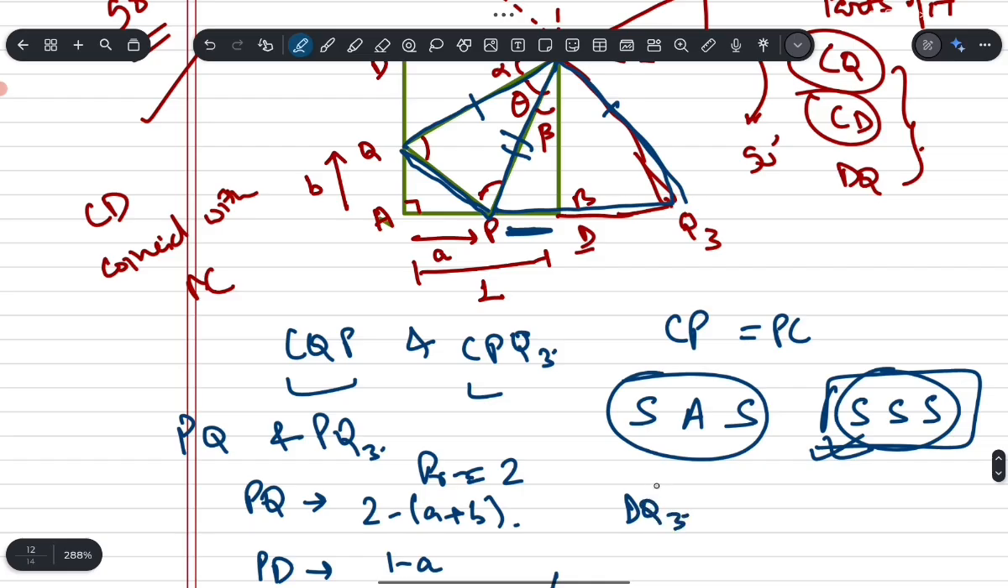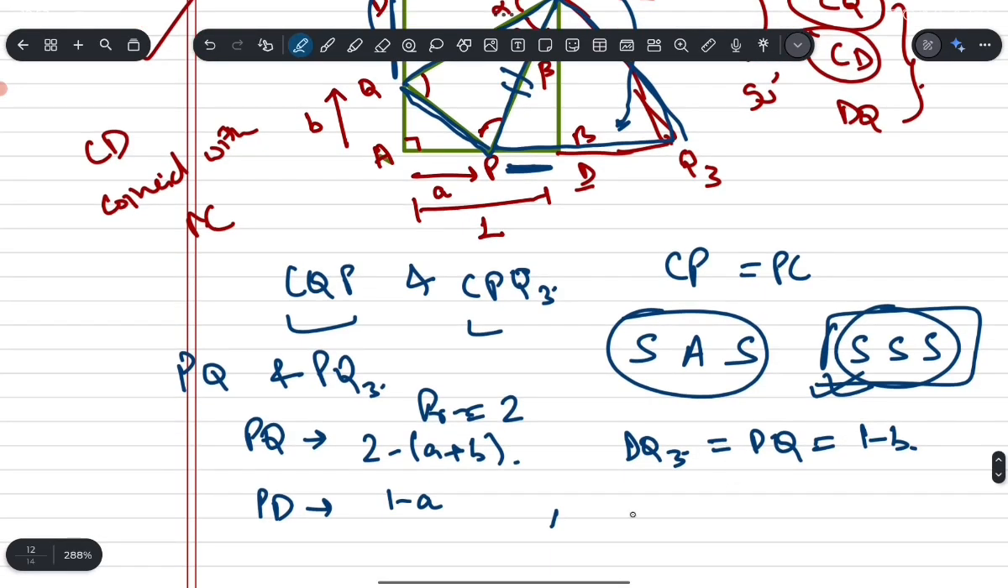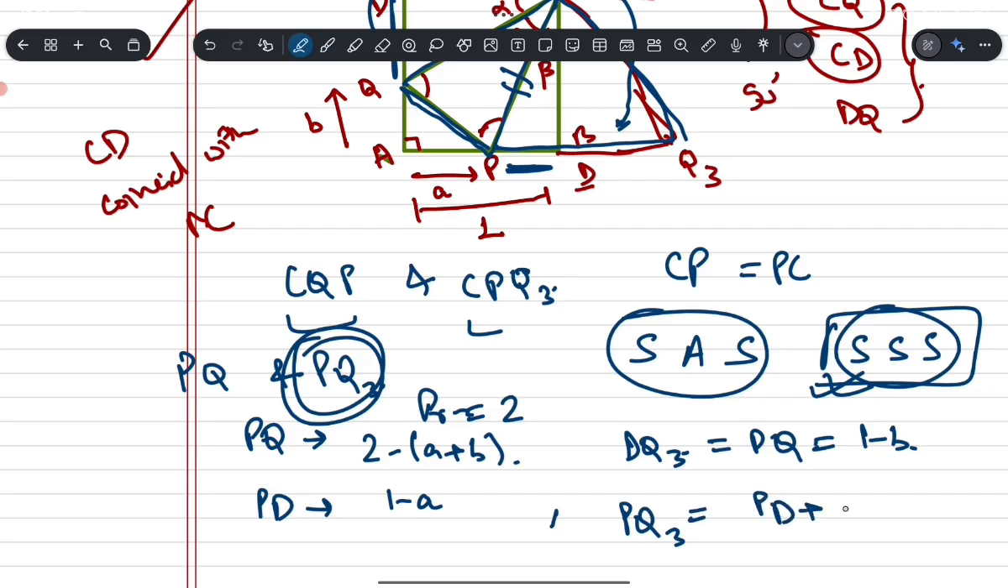What is DQ3? DQ3 is basically the new position of DQ, because this is what we rotated here. DQ came back here. So DQ3 would be equal to what? DQ, and DQ is what? 1 minus B. Also notice that PQ3, this side that we are supposed to find, is what? PD plus DQ3, that is 2 minus A plus B as well. So we have these two sides equal as well.